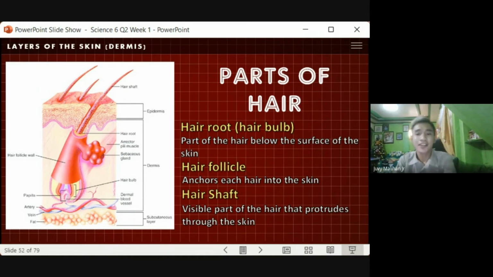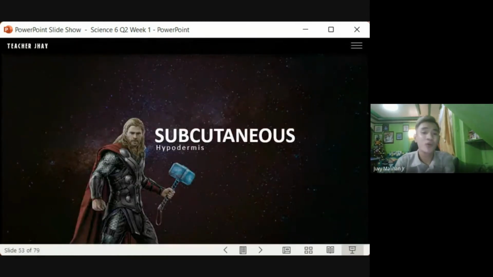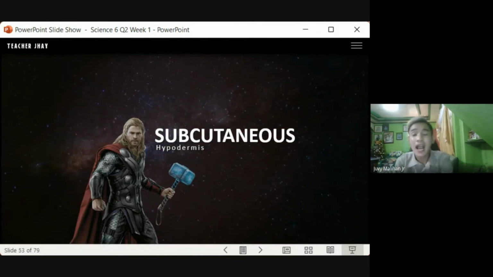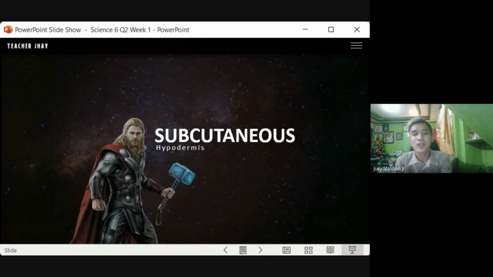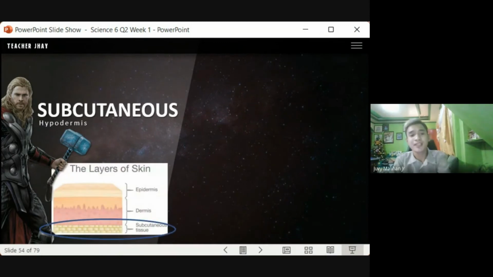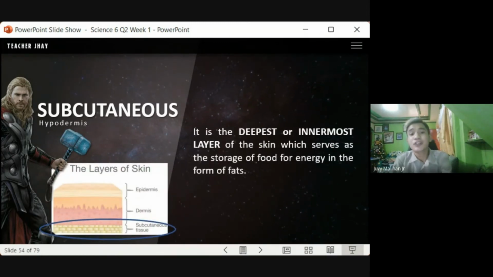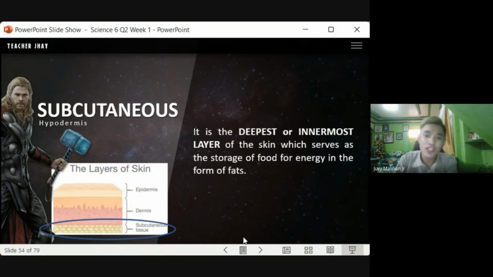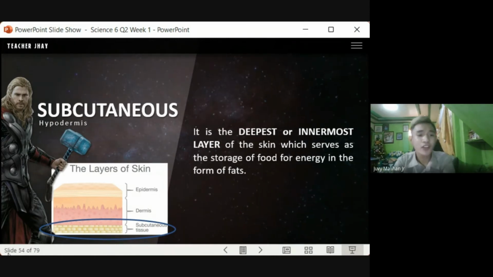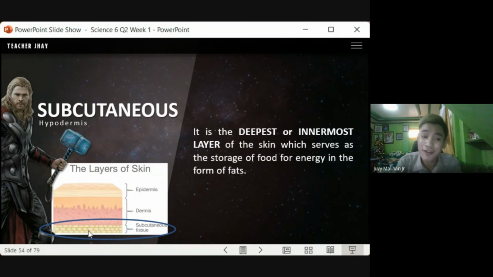Now, the third layer of the skin is what we call the subcutaneous layer, or the hypodermis layer. So, what does this mean? When we say subcutaneous or the hypodermis, it is the deepest or the innermost layer of the skin, which serves as the storage of food for energy in the form of fats. So, ito yung subcutaneous natin. In other words, class, it is the layer of fat below the dermis layer.